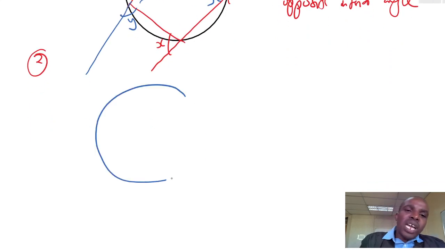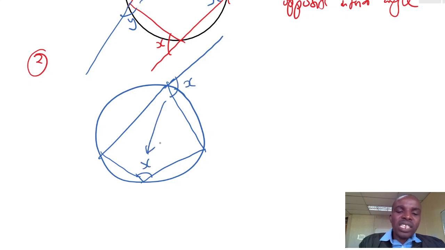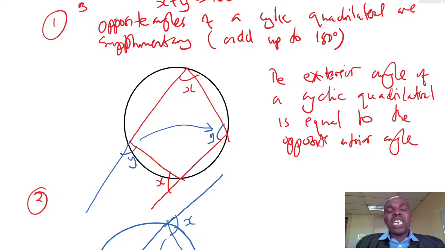So if I draw another one, then I can develop this side here. Then this angle is x, and the opposite is this one. That's x, the opposite interior angle. Right, so these are the theories based on cyclic quadrilaterals, the theories in circle geometry. I'm sure you've seen them and you've understood them.